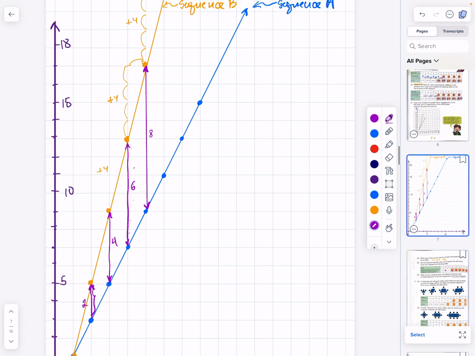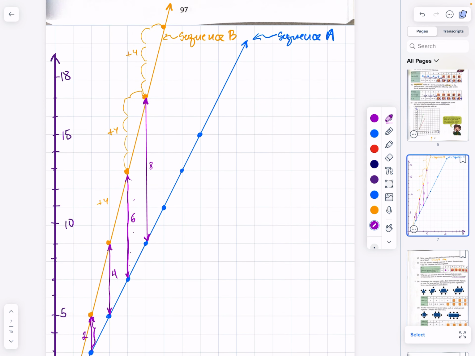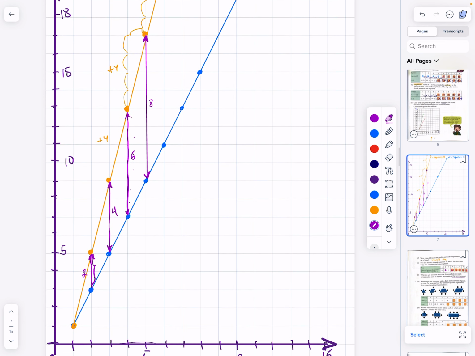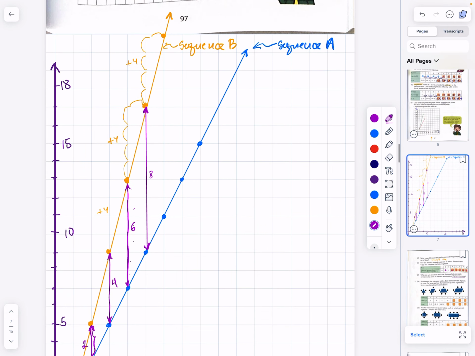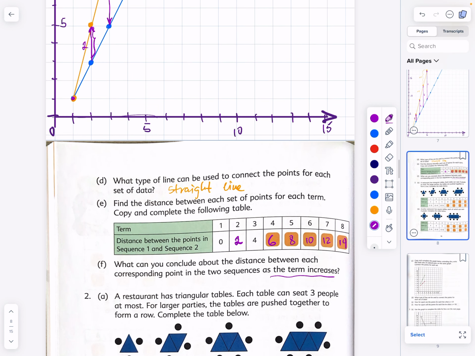The points of the same term are becoming, look, there's no difference between the first term, right? They both start at 1. Then they separate by 2, then by 4, by 6, by 8, by 10. They're becoming wider and wider because the distance is increasing, right? And because the lines are separating, the orange line, the sequence B, is much steeper. It's a much more rapid increase. That's why the lines are separating.